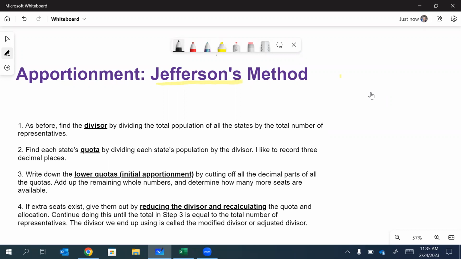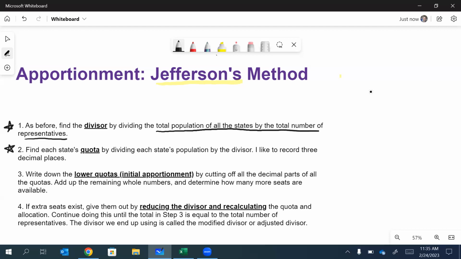What you're going to notice in the steps below, though, is that a lot of them feel the same. In fact, they are exactly the same. Step one, we're still going to find the divisor the way we did before. We're going to take the total population of the country and divide it by the total number of representatives. Okay, we're going to call that our divisor.